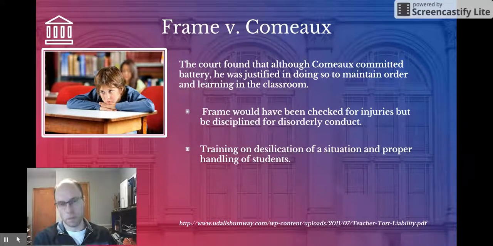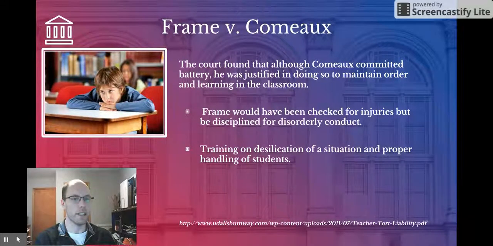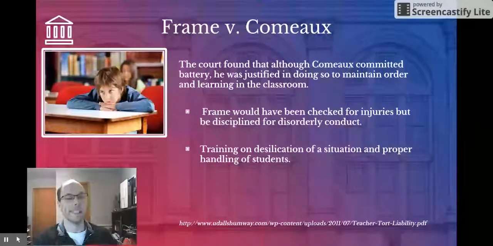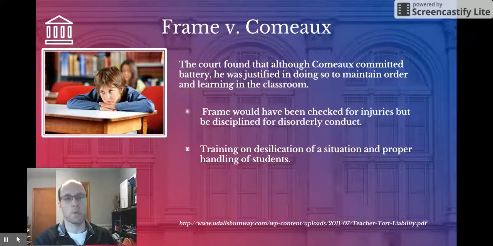He would have been checked for injuries. Obviously, anytime a student falls, that needs to be done. But I don't think that the teacher would have been disciplined for disorderly conduct or anything like that. However, the student probably would have been disciplined for disrespecting the teacher and all that kind of stuff, probably ending up with in-school suspension. That's usually how that kind of thing goes in my school.